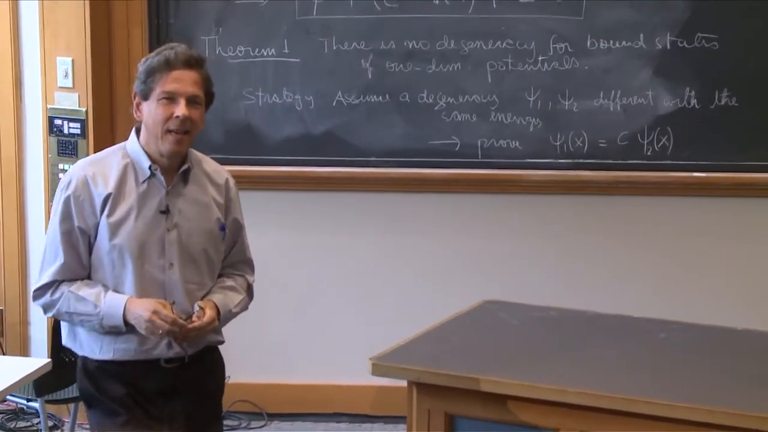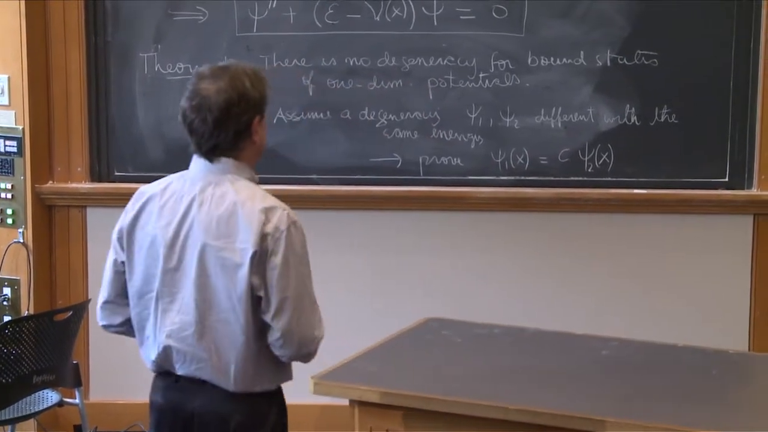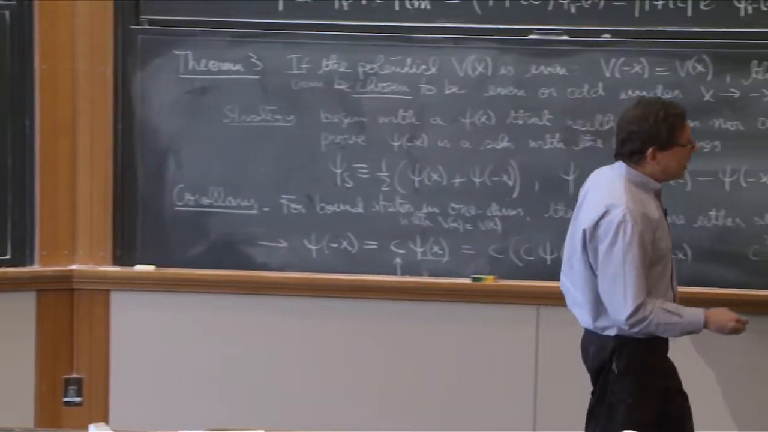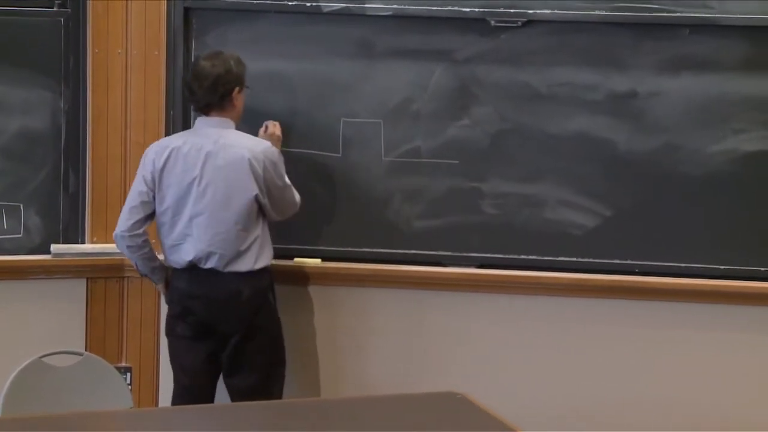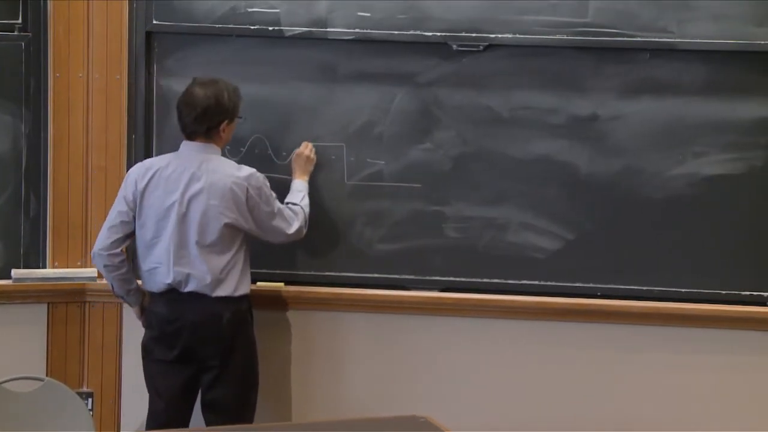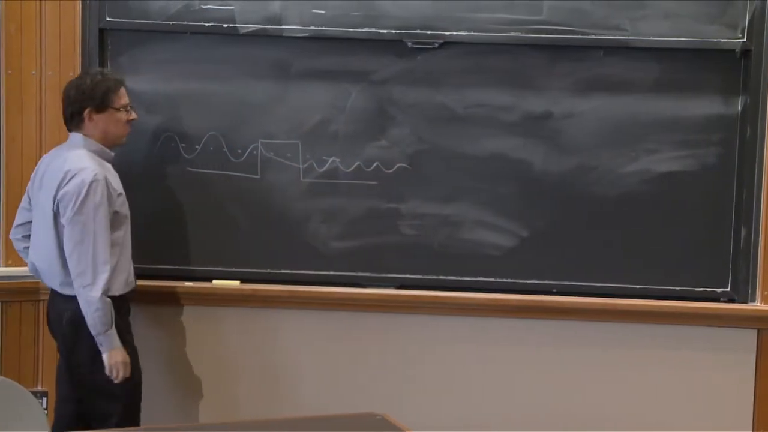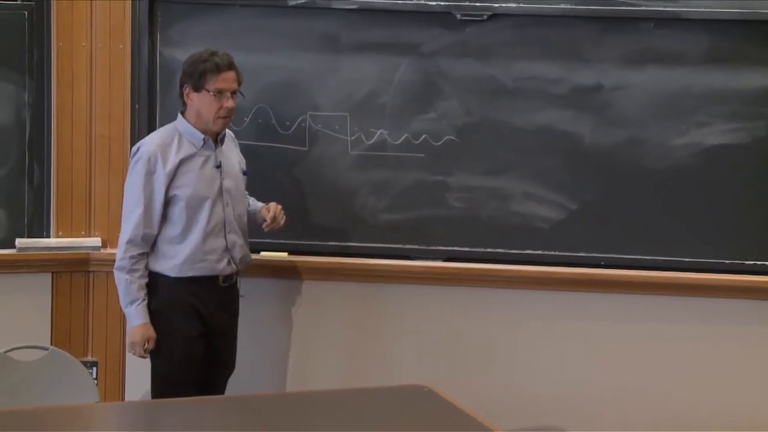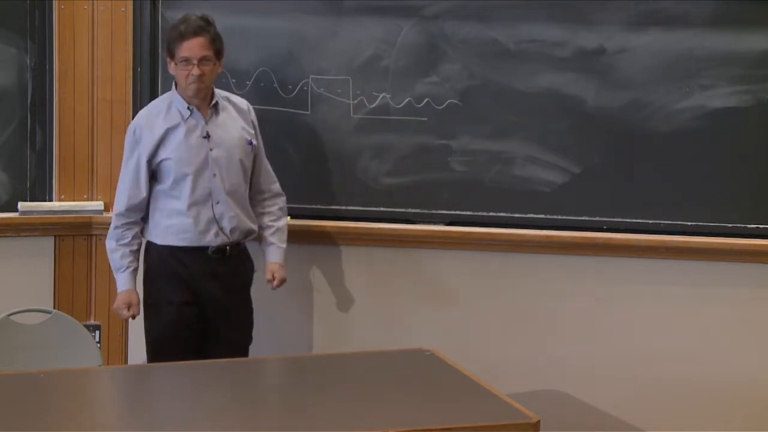Yes? Can you quickly give an example of a state that's not bound? Okay, the question is, can I give us an example of a state that is not bound? Yes, we can give such a state. You have a potential like this, and you have an energy like that, and then the wave function could look like this, then do something like that, and then look like that. It just doesn't vanish when you go to infinity. Can't be normalized. That's right. If it's not bound, it can't be normalized.